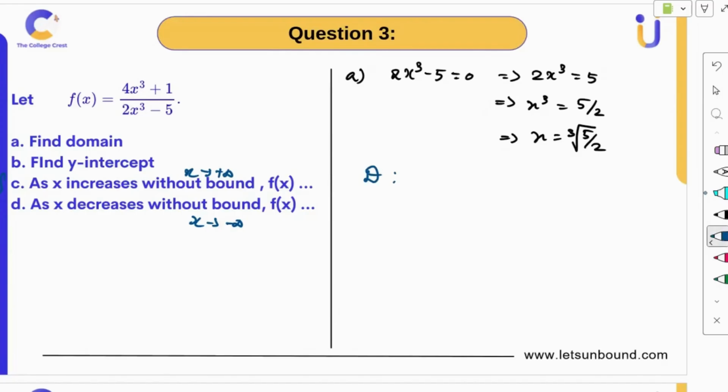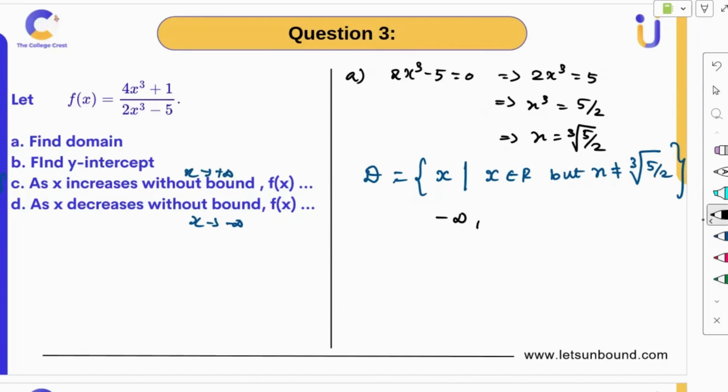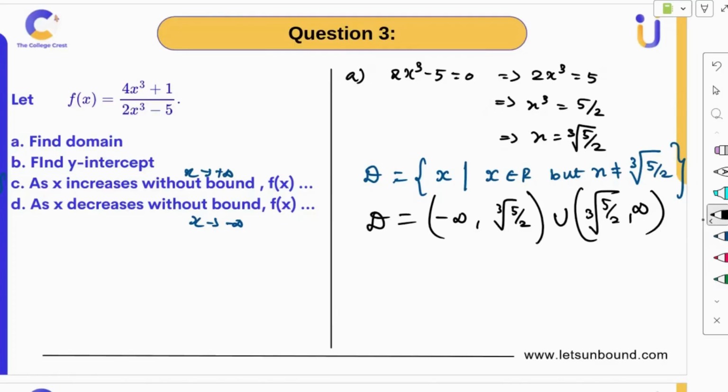So domain is, you can write in set-builder form, x such that x belongs to real numbers, but x not equal to this value. This is one form. Interval notation is most common. So you have to exclude this value: minus infinity to the cube root of 5 by 2. The function is working so well, exactly at the cube root of 5 by 2 it won't work, then again after this value it will start working. So this way also you can write.